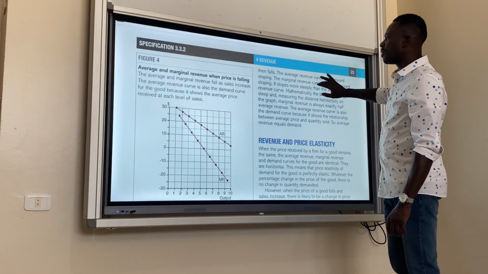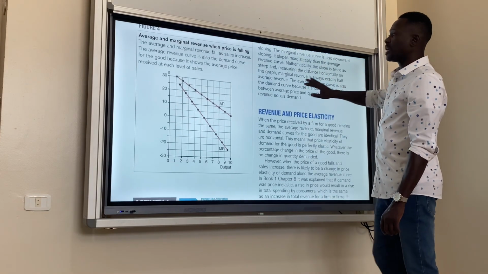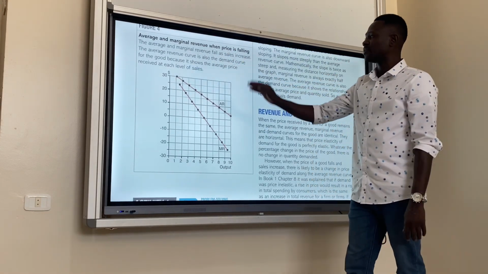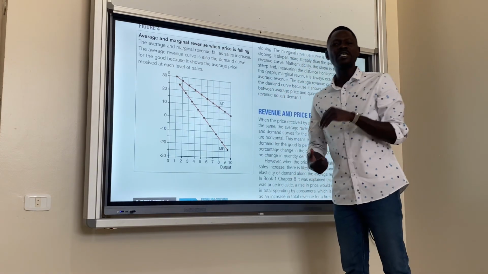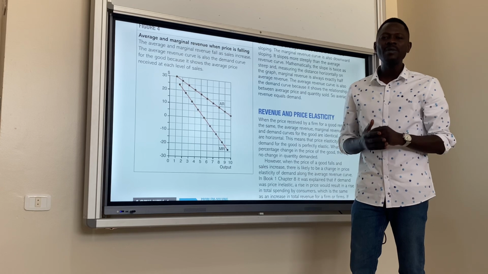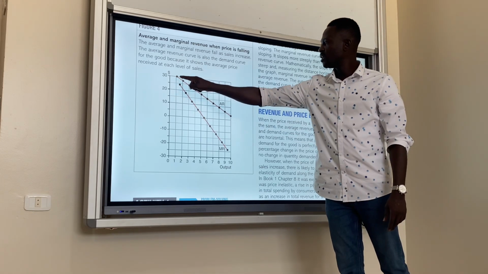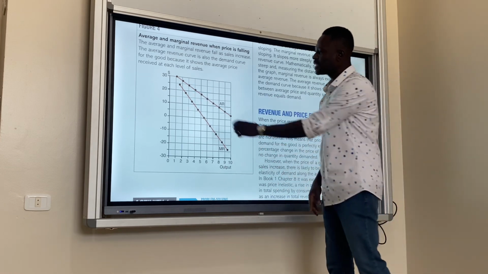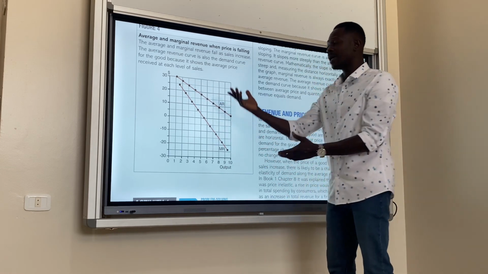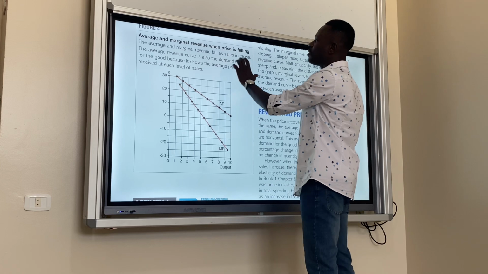Then we have our average revenue. Now we have average revenue and marginal revenue when price is falling. I explained that already. When the price of the product is falling, the average revenue and the marginal revenue will start becoming a negative figure. So you see, the average revenue starts falling, the marginal revenue will also start falling. So these are giving us a negative figure. So look at what they wrote.